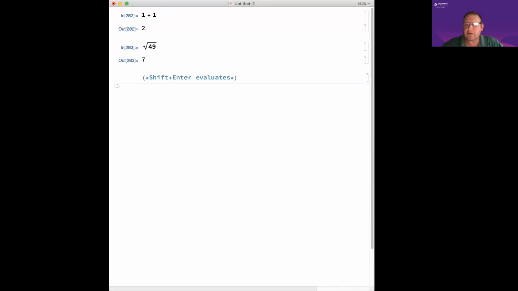Just curious, are we allowed to use calculators? For sure. Yep, you can use calculators. Mathematica is a great calculator, but yes. You do not use Mathematica in the quiz, for example, but you'll use Mathematica in the assignments. Okay.